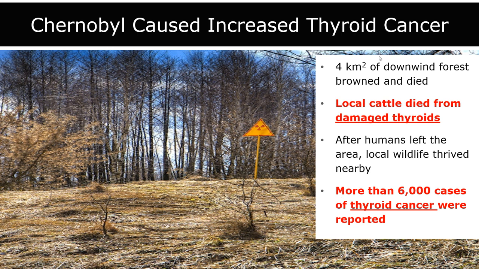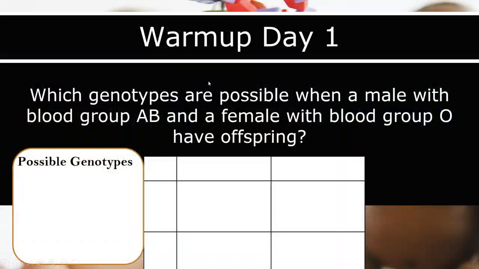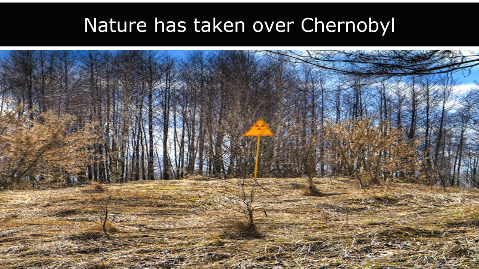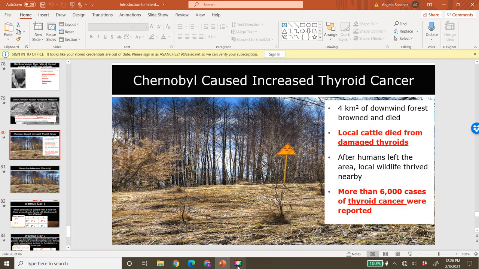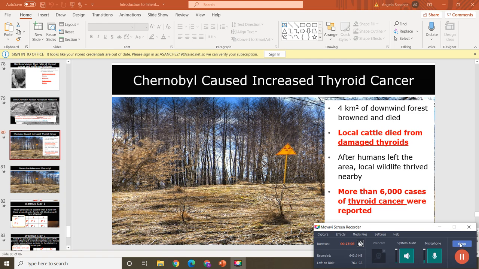But the big issue that came from Chernobyl was actually thyroid cancer. Local cattle had damaged thyroids, and a lot of the people in this area, over 6,000 cases associated with thyroid cancer, were reported after exposure to Chernobyl after that disaster took place. But they have moved people out of that area, and wolves have taken off. Nature has kind of come back to the Chernobyl area. But radiation was very harmful to people. So that's it for pedigrees and nuclear disasters.